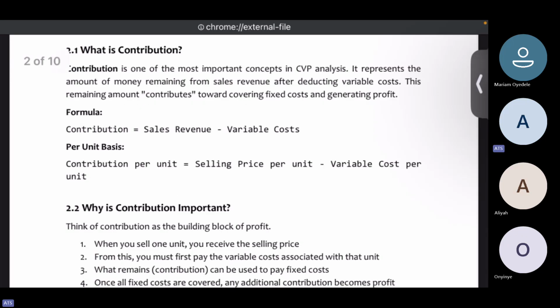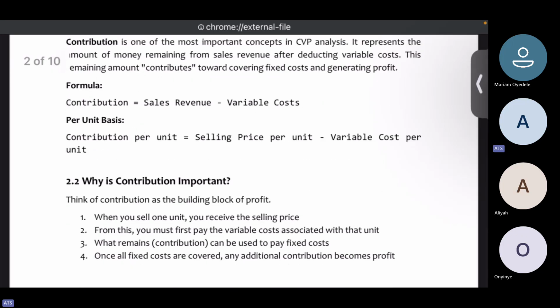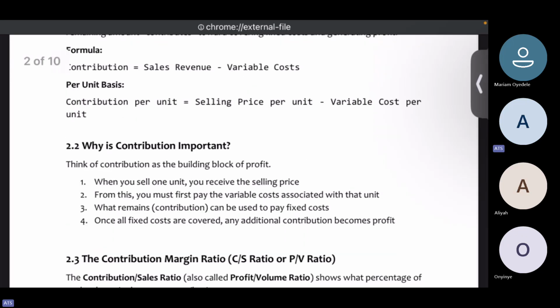Now, why is contribution important? They say you should think of contribution as the building block of profit. When you sell one unit, you receive the selling price. From this, you must first pay the variable cost associated with that unit. What remains is what you can contribute towards fixed costs. So once all fixed costs are covered, any additional contribution becomes profit. This is all I have explained before.